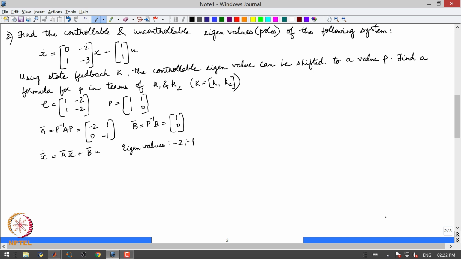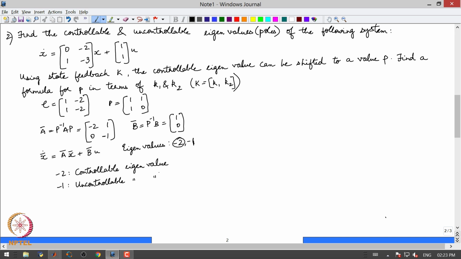Now, how can we find a formula for P in terms of k1 and k2 to control this eigenvalue minus 2? So, minus 2 is the controllable eigenvalue or pole, and minus 1 is the uncontrollable eigenvalue. Which means that I can always change minus 2, but minus 1 always remains a pole of this system that cannot be controlled.